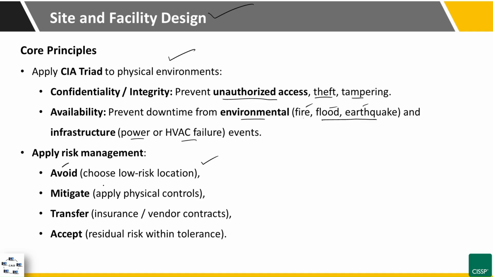natural disasters. Mitigate is to apply physical controls, such as physical access control, guards, and biometrics, so that only authorized personnel can enter the facility. Transfer is to use insurance or vendor contracts to secure your facility, and accept is the residual risk within the tolerance.